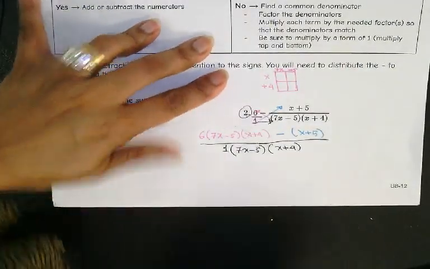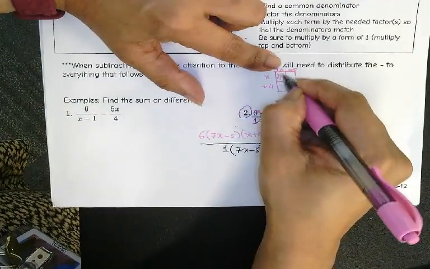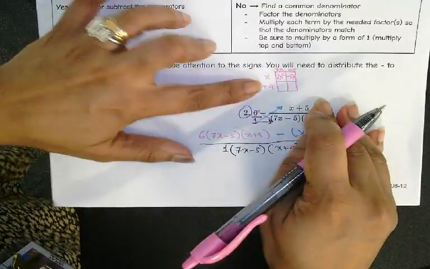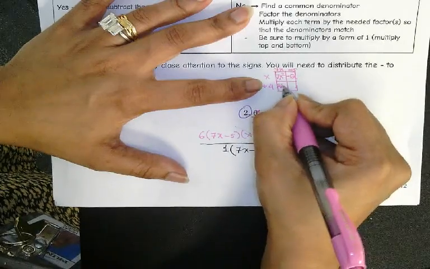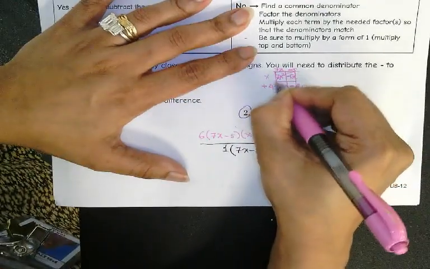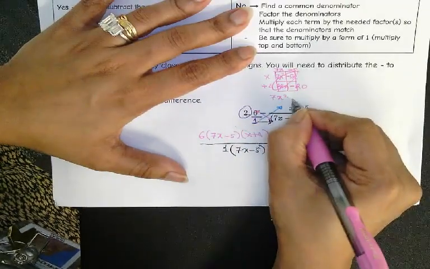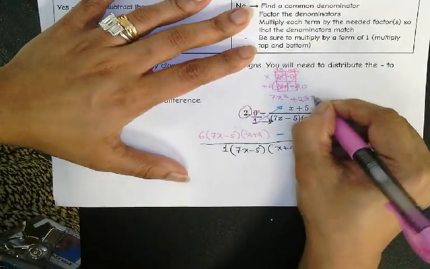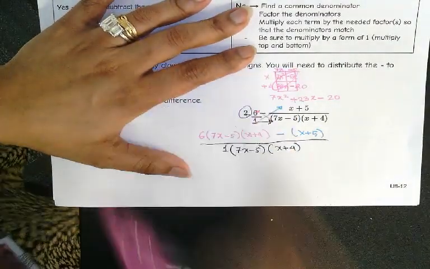We're going to multiply. So 7x times x is going to be 7x squared. Negative 5 times x is going to be negative 5x. And then 7x times 4 is going to be 28x. And finally, negative 5 times 4 is going to be negative 20. The middle one always goes together. So it's going to give me 7x squared plus 23x. I can't even read my own handwriting. It's so tiny. Negative 20. I just added the middle ones.